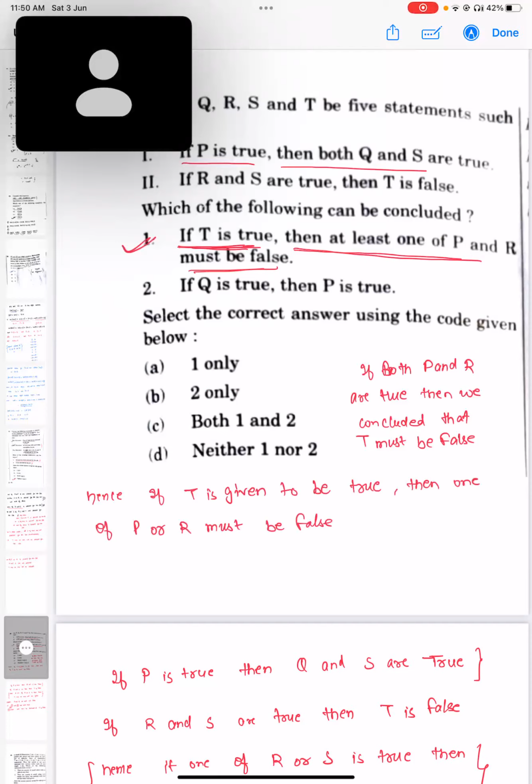Now, it is saying if Q is true, then P is true. That is not the case. The given situation was if P is true, then Q is true, right? But the converse may not hold. So if Q is true, then P is true, that is not a right statement. Hence, only one is true. So the correct answer is Option A. Fine.